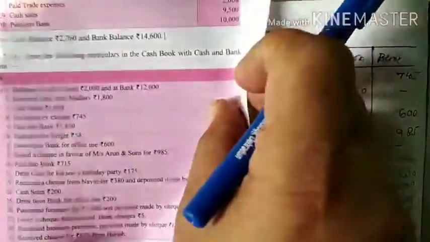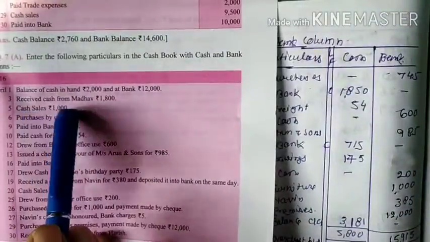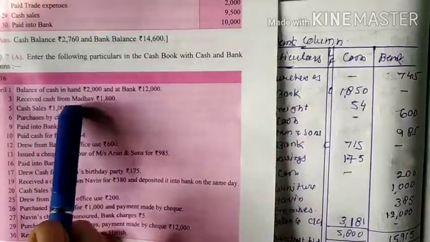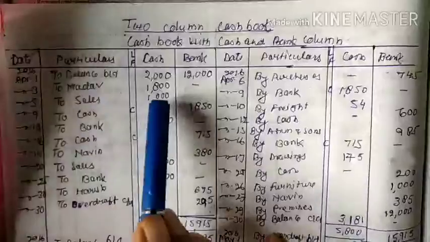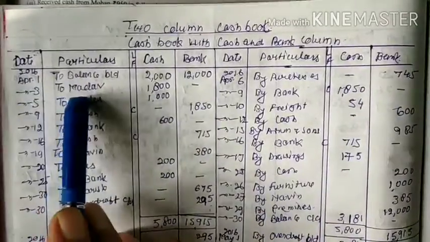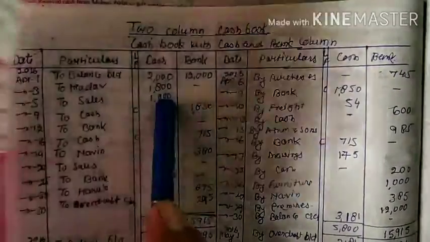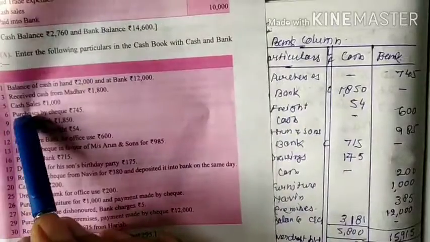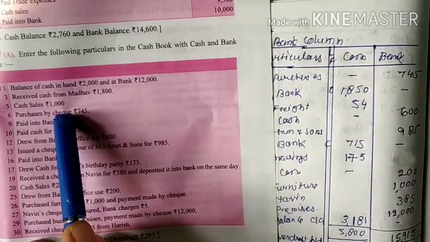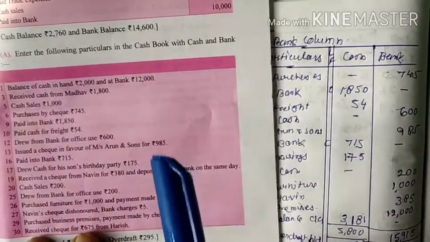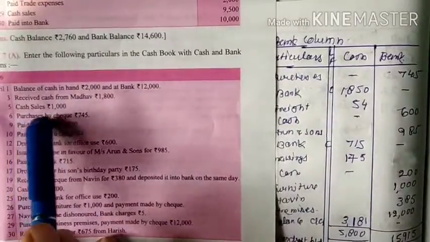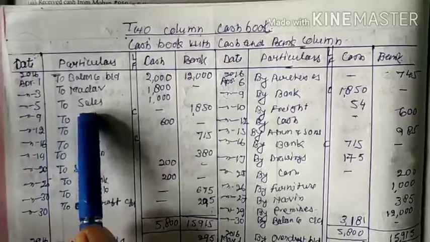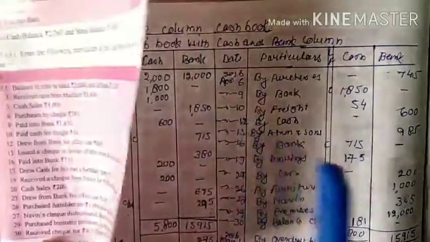Now come the next transaction. Cash received from Madhav. So cash received, this will be entered on the debit side. 1,800 cash from Madhav. On 3rd we have received, we have entered it here. Then cash sale 1,000 is given. With the sale, amount is coming into the business and cash will increase. So on 5th we'll show sales here, 5th sales 1,000 rupees, we have entered it here.